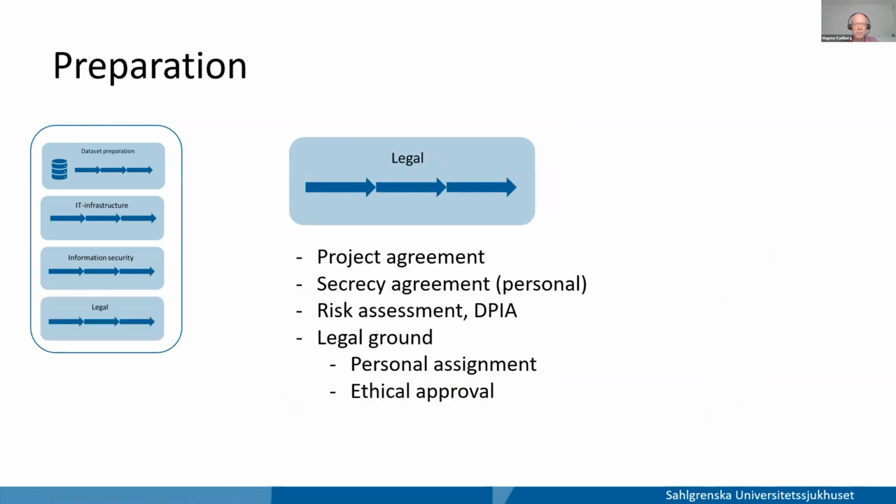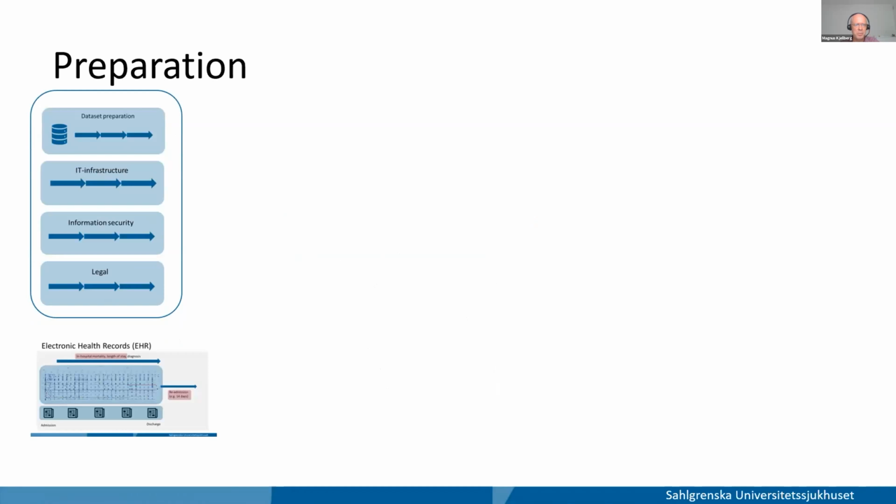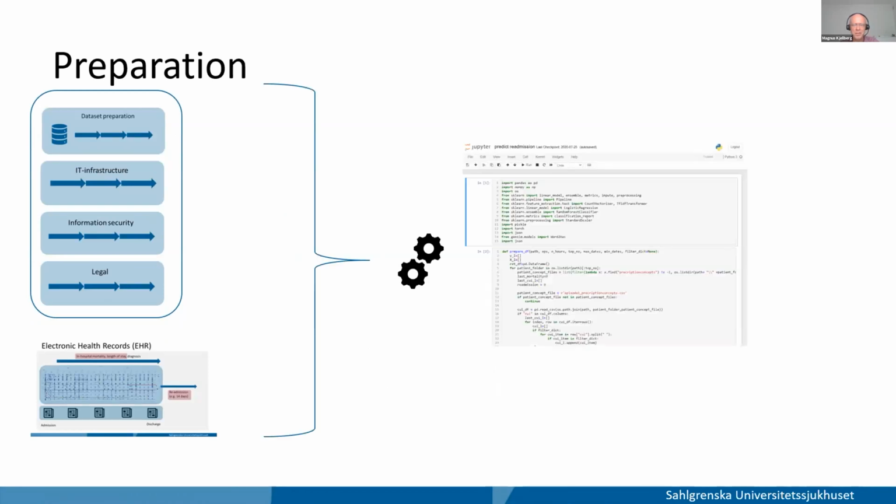And then we have the legal ones, like the project agreement. Every user needs to sign a personal secrecy agreement, so they are treated more or less like employees at Västra Götalands region, having the same obligations as I would have. We have done the risk assessment and data protection impact assessments. We also need to have a legal ground for accessing this data. So it's a personal assignment from the information owner, and we need to make sure, at least in some cases, that we have the correct ethical approval for what we're doing. So by these preparation steps and the use case, RISE and Peltarian can start working with the NLP and the language modeling.